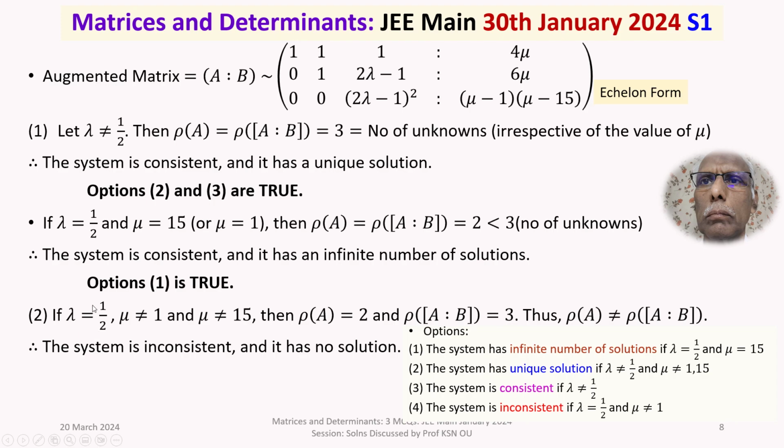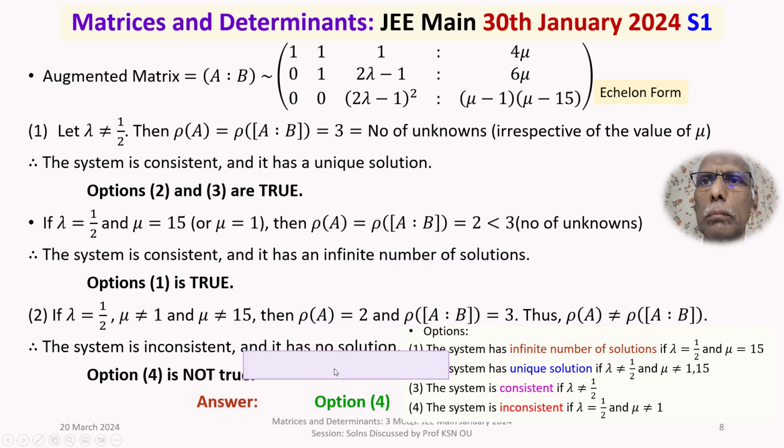So if it's just lambda equal to 1 by 2 and mu not equal to 1, and you are silent on the other value of mu, it cannot be determined to be inconsistent. It will be inconsistent when mu is not equal to 15 also. One more condition is necessary for this, and that condition is missing, and that is why this option is not true. So option 4 is not true, and we have to find the option which is not correct. Therefore our answer to this question is option 4.